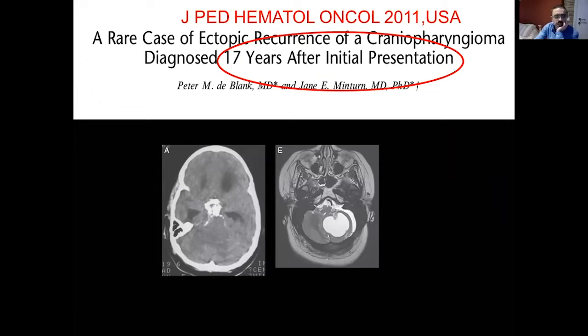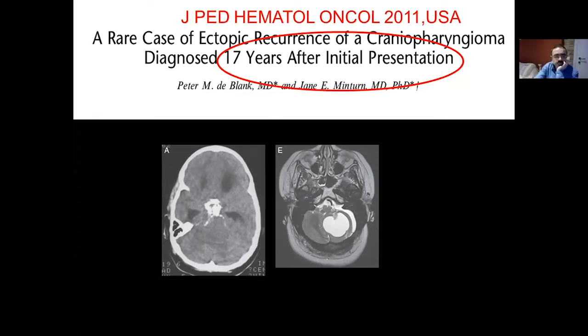That calls for close follow-up. You have to follow every case of brain tumors for many, many years. Every brain tumor of mine must have a brain MRI immediately after surgery, every 3 months for 1 year, every 6 months for 2 years, and then every year thereafter. This tells you this: 17 years after the initial presentation, they have recurrence.